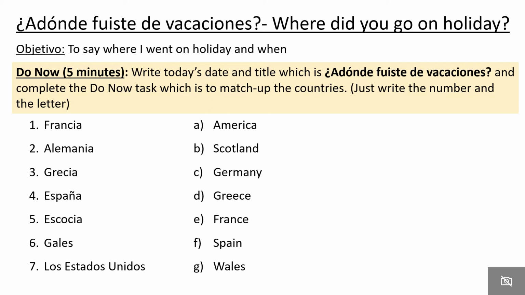Okay, Year 9. So, ¿Adónde fuiste de vacaciones? Where did you go on holiday is your title. Your objective is to say where you went on holiday and when. And for your do now, I first of all want you to write the date and the title in Spanish, which is ¿Adónde fuiste de vacaciones? And complete the do now task, which is just a match up of the countries. So this one time, just write down the number and the letter. So 1 Francia, E is France. So 1E is all you need to write. Okay, pause the recording, do that, and then we will correct.